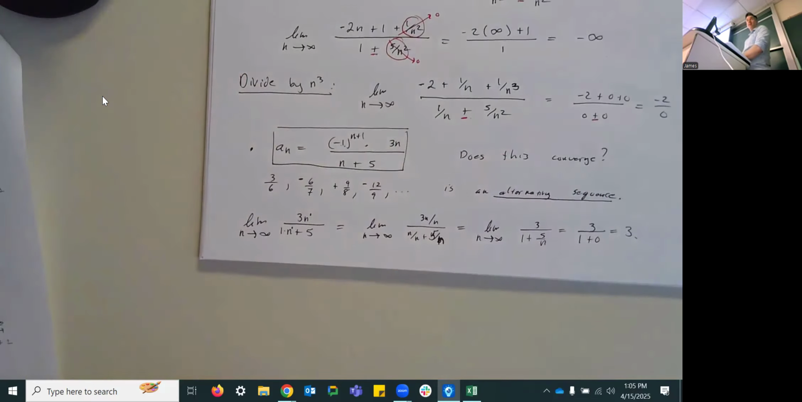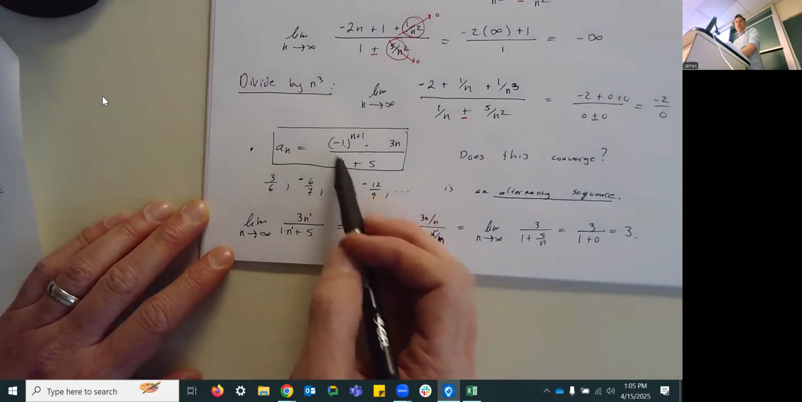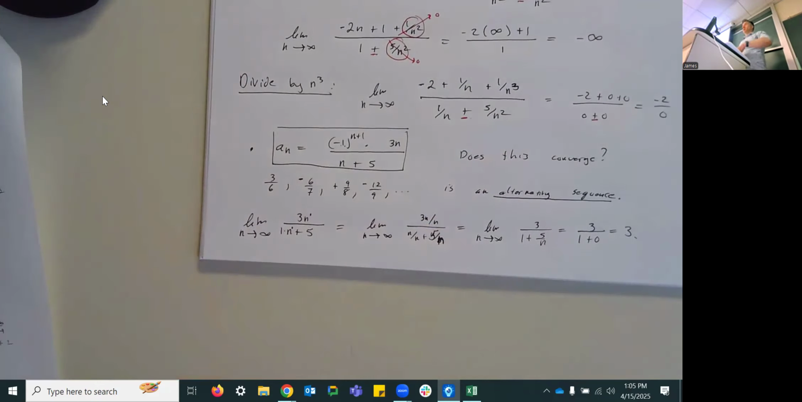Yeah. So you switched it from alternating to non. Right, I literally just dropped the -1 to the n plus 1 part. So if you want to make it not alternating, just take out the -1 to the n or n plus 1 part, because that's the part that's making it alternate signs every term.